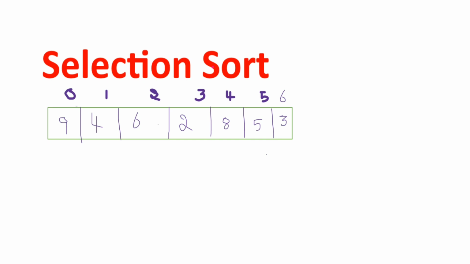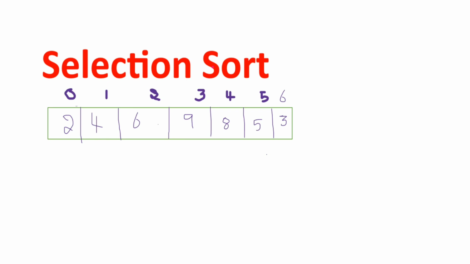What I need to do is swap the current element with the minimum element. That is, current element is 9 and minimum element is 2. 2 swaps with 9. After swapping, I need to get this array like 2, 4, 6, 9, 8, 5, 3. 2 is the sorted part. 4, 6, 9, 8, 5, 3 are the unsorted part.